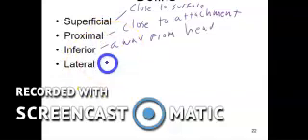What was superficial again? Make fun of your favorite celebrity here. That is close to the surface. And what is proximal? Proximal is close to attachment. What's inferior? Inferior is away from the head is the technical definition. And what's lateral? Lateral is to the outside.